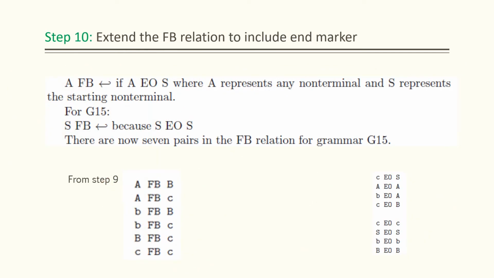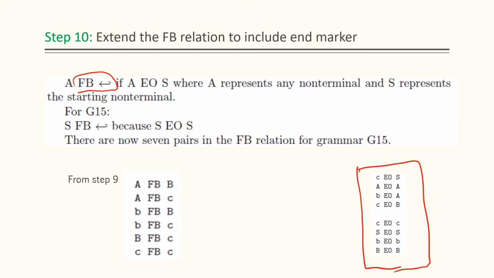Moving to step number 10 is to extend the followed by relations and to include the end marker. So followed by end marker, if A is end of S, where A represents any non-terminal and S represents the starting non-terminal. So for step number 10, we need to look at a pair inside EO, the EO from step number 8. So I copy it here. This is the EO that we got before this.